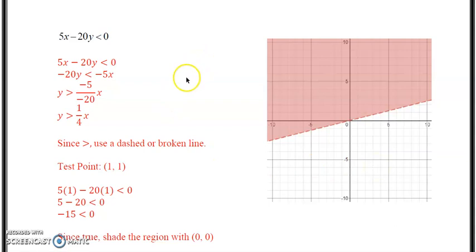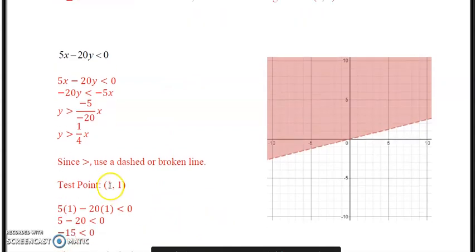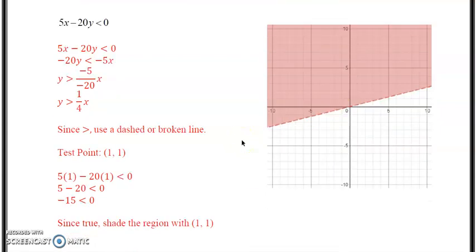This time, we can't use the test point 0, 0 due to the fact that our graph runs right through the origin 0 and 0. So just remember 0, 0 is not always going to work. It'll always depend on your graph. Of course, this one went through the origin, so we couldn't use test point 0, 0, so I just used 1 and 1, which is right here. Clearly not going through here.